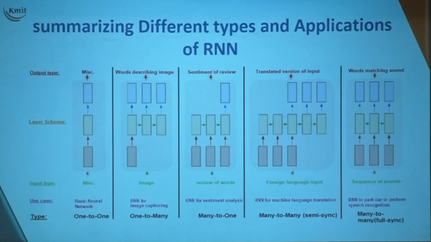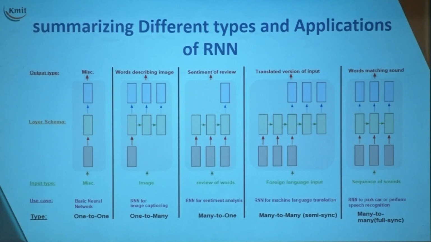Okay, the same thing is being repeated. Now again, when you observe many-to-many, I have two different types of many-to-many, semi-sync and full sync. When I talk about NER, named entity recognition, I may have an entity somewhere in between. I say I am ASHA, I am working in KMIT. So ASHA is an entity, KMIT is an entity. This entity is available in the third place, that entity is somewhere else. So here I require full sync.